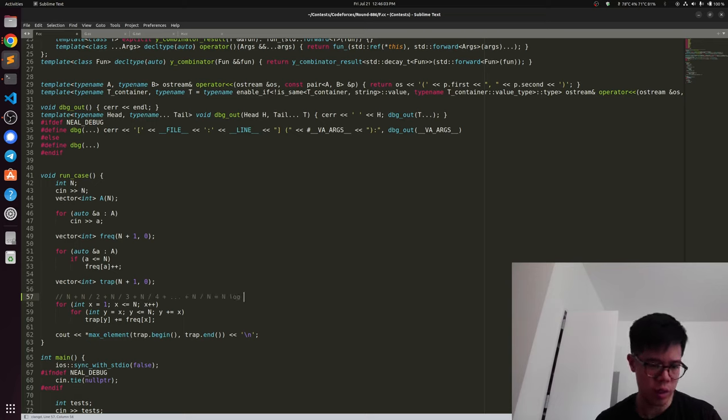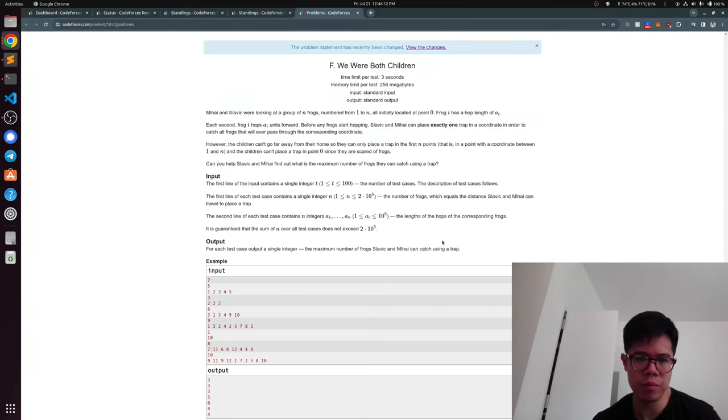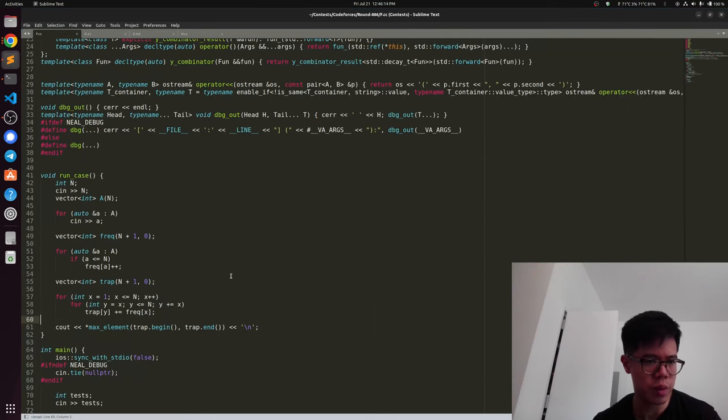And this actually ends up being n log n. So that's the key idea there. Just run a sieve-like algorithm and find the maximum value. That's problem F.